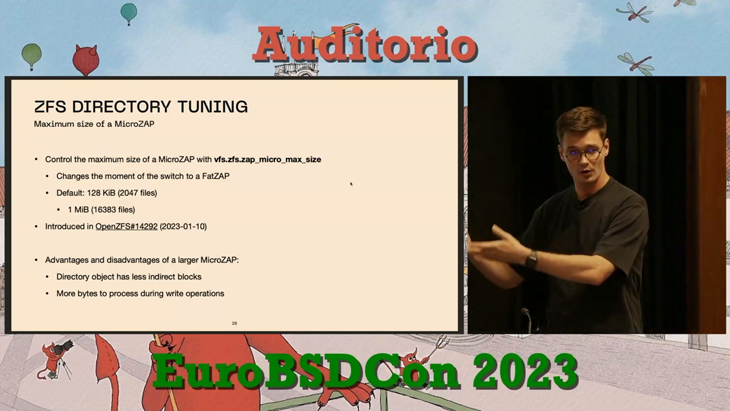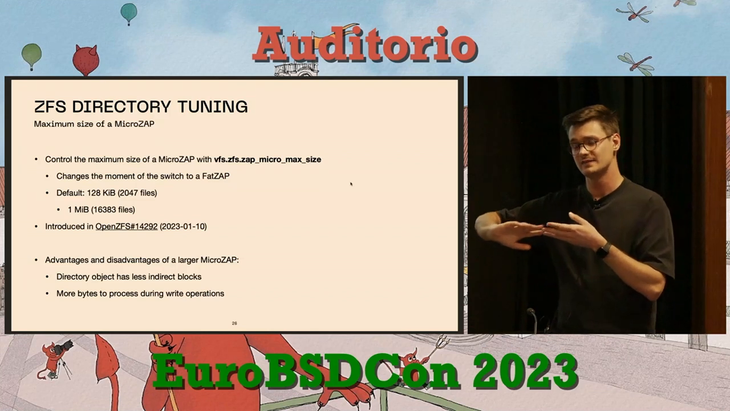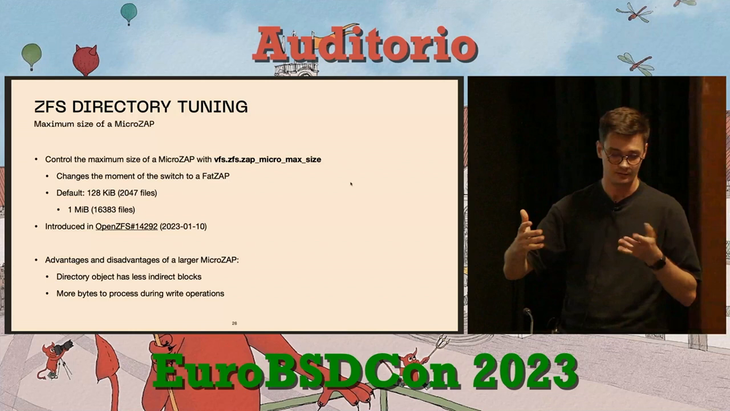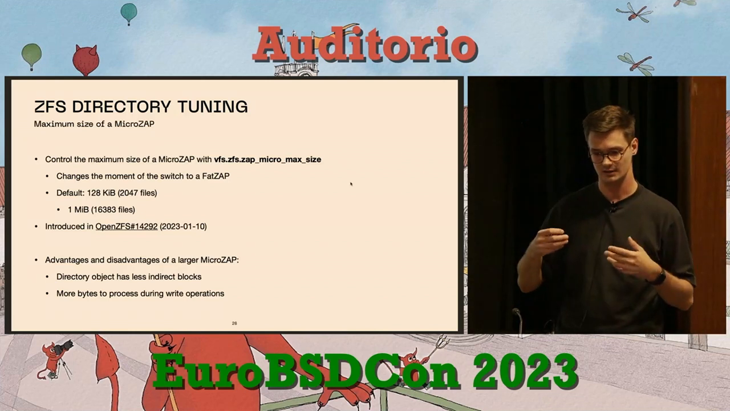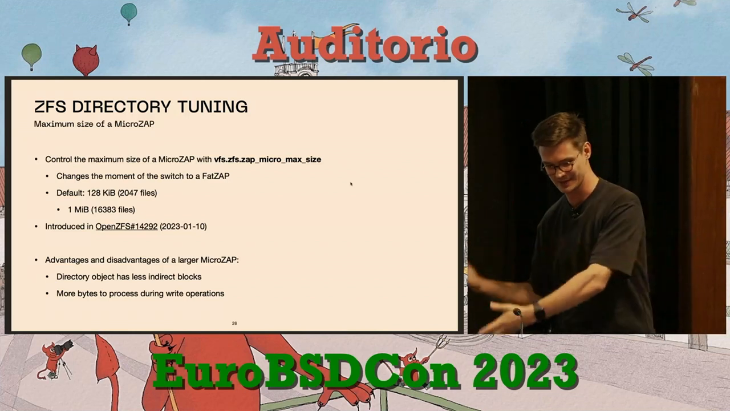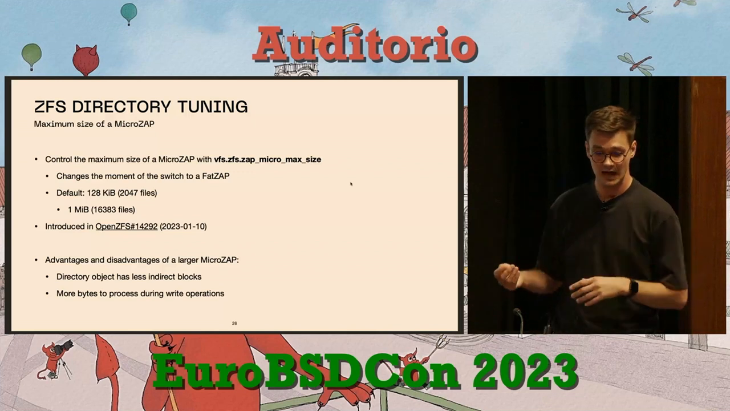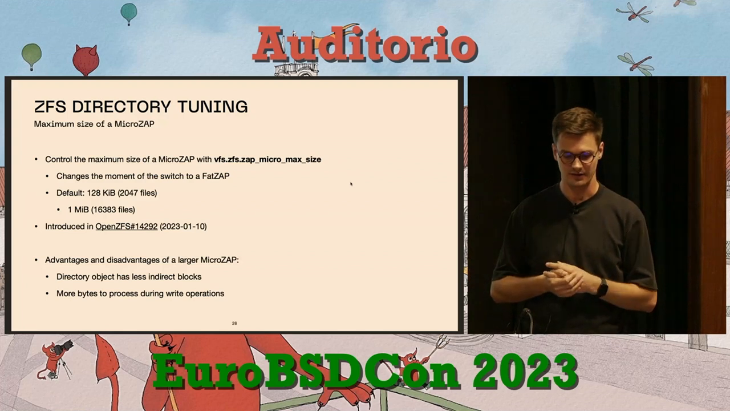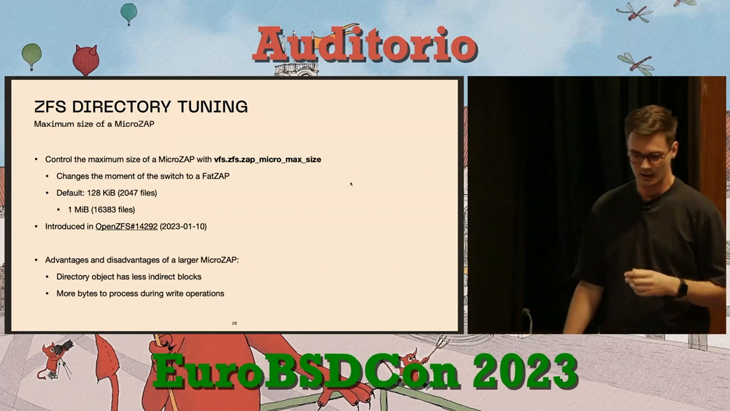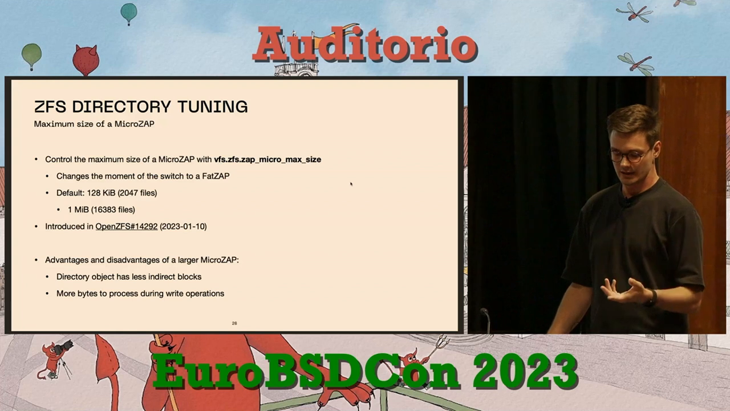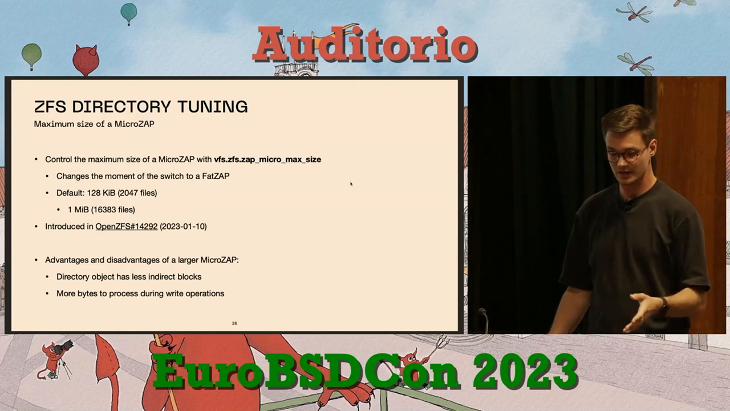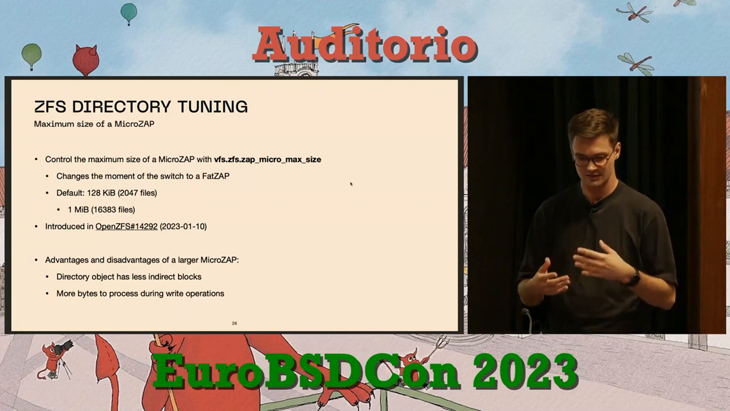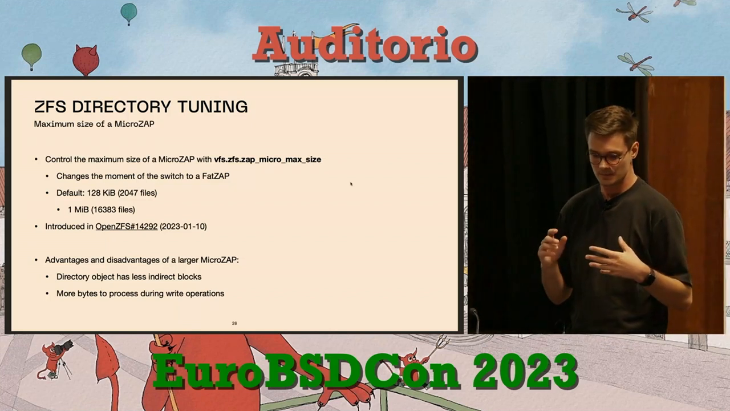If you want to store more, so you want to delay the moment when a microzap turns into a fatzap, you can increase this maximum size of a microzap, for example, to 1 megabyte, and then you can store slightly over 16,000 files in this single block. It was made a tunable fairly recently, earlier this year. And to give you some ideas, what are the advantages and disadvantages of a larger microzap?